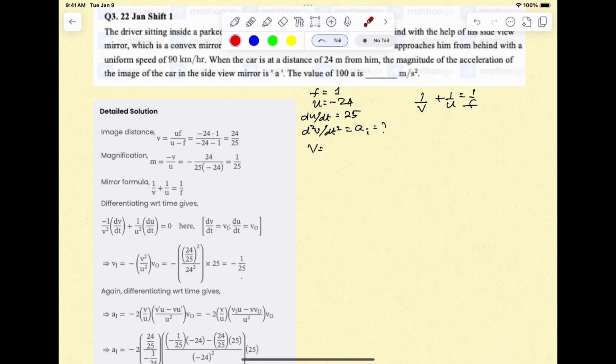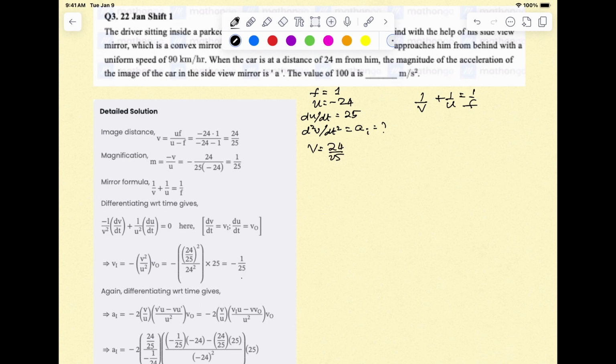Now, the value of v, as what they are given. They had used a different formula which is derived from this mirror equation only. They had used this particular formula, uf divided by u minus f, which will give you the value of v straight away. And therefore, let me just write down the value of v, which is 24 by 25 meter.